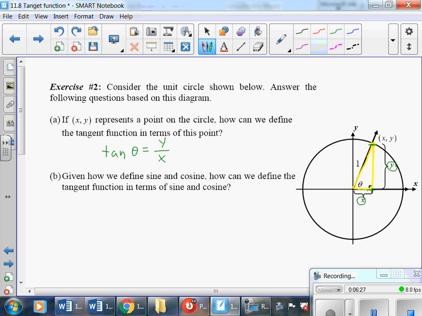Part B says, given how we define sine and cosine, how can we define the tangent function in terms of the sine and the cosine? Well, we just said that the tangent of theta is equal to y over x. And if you remember, the y was the value of sine, and the x was the value of cosine. So the tangent of theta is equal to the sine of theta over the cosine of theta.